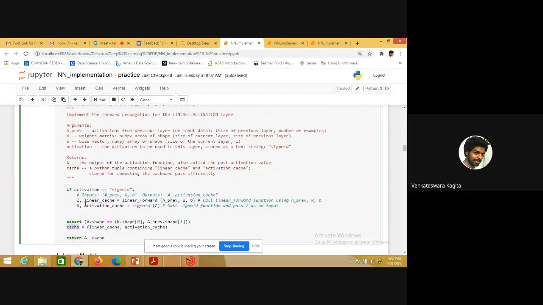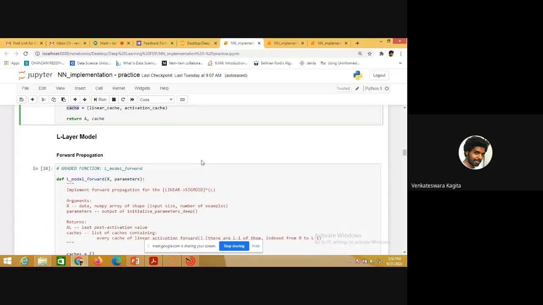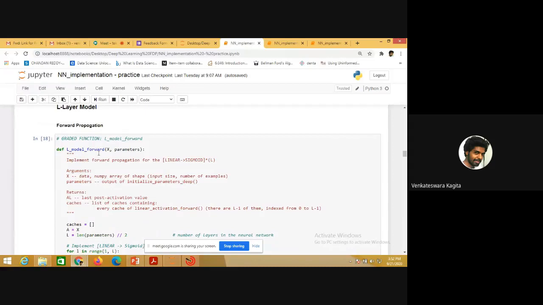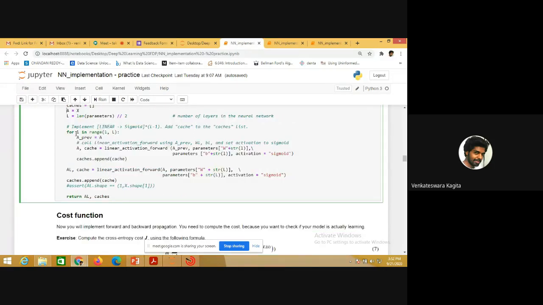Now all the functions are ready for me to do forward propagation for L layers, isn't it? I have the net sum function, I have the activation function. So I can compute L model forward, which takes X and parameters as the input. X is the input and parameters are the initialized parameters, isn't it? And caches I am initializing to an empty list because you have to store caches at each and every layer. I initialize A equal to X, which is the first layer activation, and L equal to length of the parameters. And then for L in range of 1 to L, that means we are doing forward propagation, right?